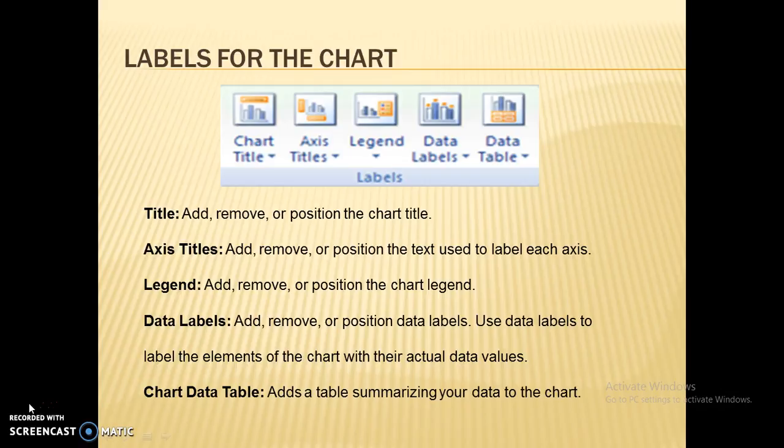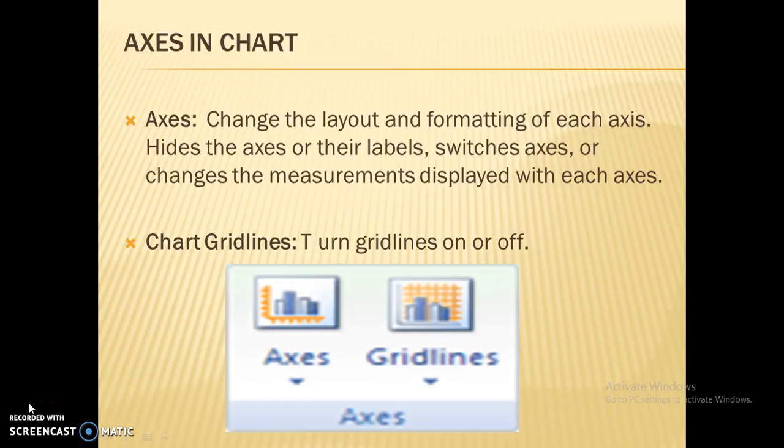Next thing is labels for the chart. We can add a few labels for your chart. For example, you can add a title, and also axis titles, and then a legend for your chart, and then data labels. You can label the elements of the chart with their actual data values. Then the final thing is chart data table. You can also add a table summarizing your data to the chart.